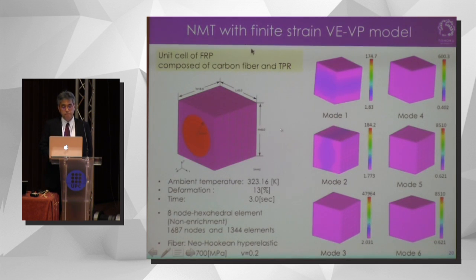Then, by using this proposed finite strain viscoelastic viscoplastic model, we can conduct a numerical test. This is a unit cell of fiber reinforced plastic composed of carbon fiber and thermoplastic resin. This is the information about the cell model. We have some 8-node hexahedral elements like this. Then we impose 6 patterns of macroscopic deformation.